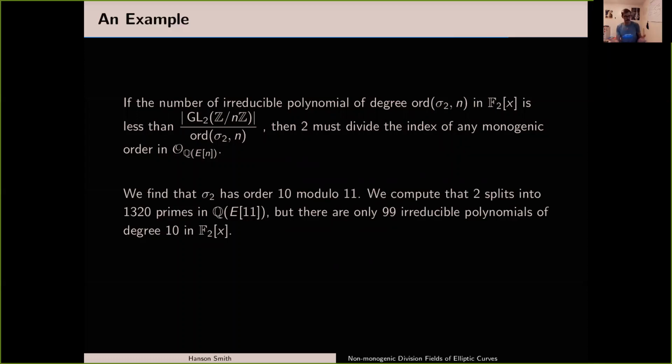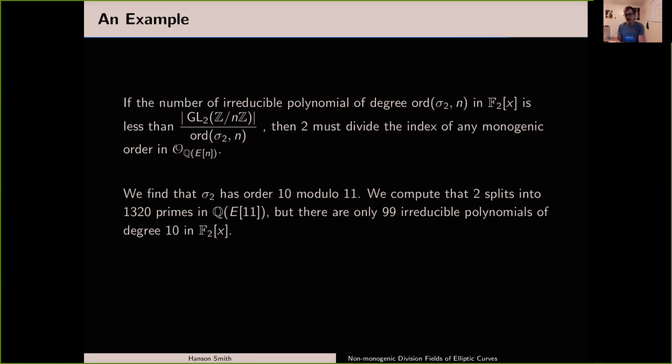So what we do is we go through in Sage and we look at the order of this matrix modulo different n. And turns out, and this we don't even need Sage, we could compute this, well, we need some free time on our hands perhaps, but we can compute this thing has order 10 mod 11. And so that says that 2 splits into 1,320 primes in the 11 torsion field of this elliptic curve. Well, this elliptic curve, any elliptic curve with trace of Frobenius 1 at 2 and a surjective mod 11 Galois representation.